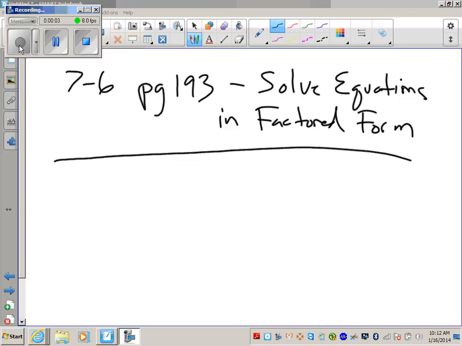Solving equations in factored form. Okay. Let me ask you a couple of questions and see what you can tell me. If you were to see an equation like that, would you be able to solve it? How would you solve it? What would you do?